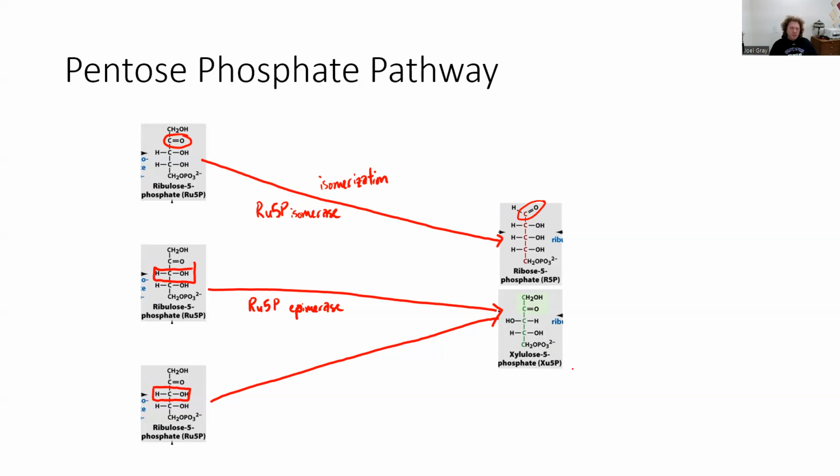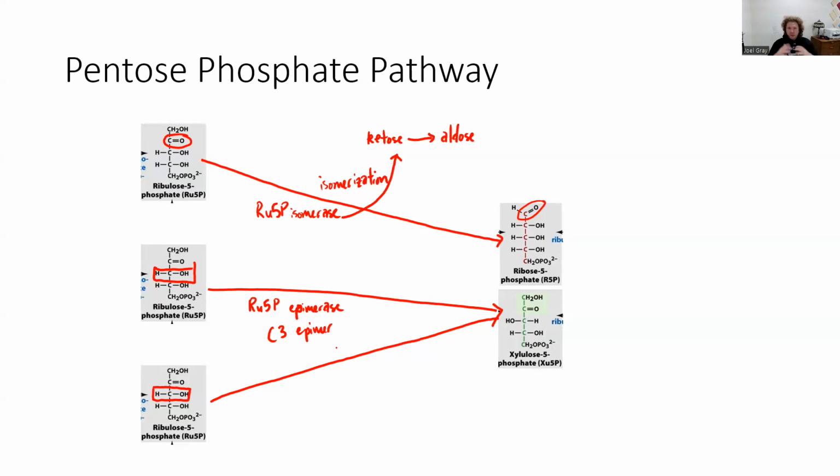So if you wanted to think about these as simply as possible, the ribulose 5-phosphate isomerase is taking a ketose and making an aldose, whereas ribulose 5-phosphate epimerase is making a C3 epimer of ribulose 5-phosphate. So this is our first step into our cyclic, non-oxidative phase.